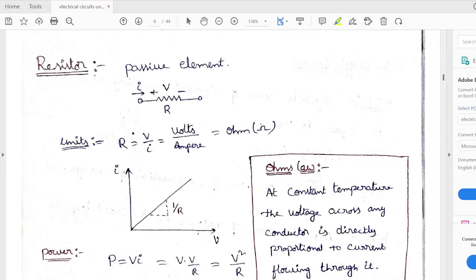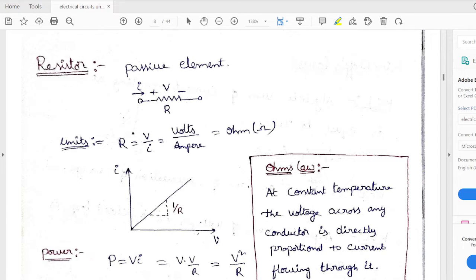For example, I have applied a voltage V across this resistor, then there will be current passing through it, let it be I. If I want to know the value of resistance R, this can be given by V divided by I. This is from Ohm's law. So first we have to know what Ohm's law states.